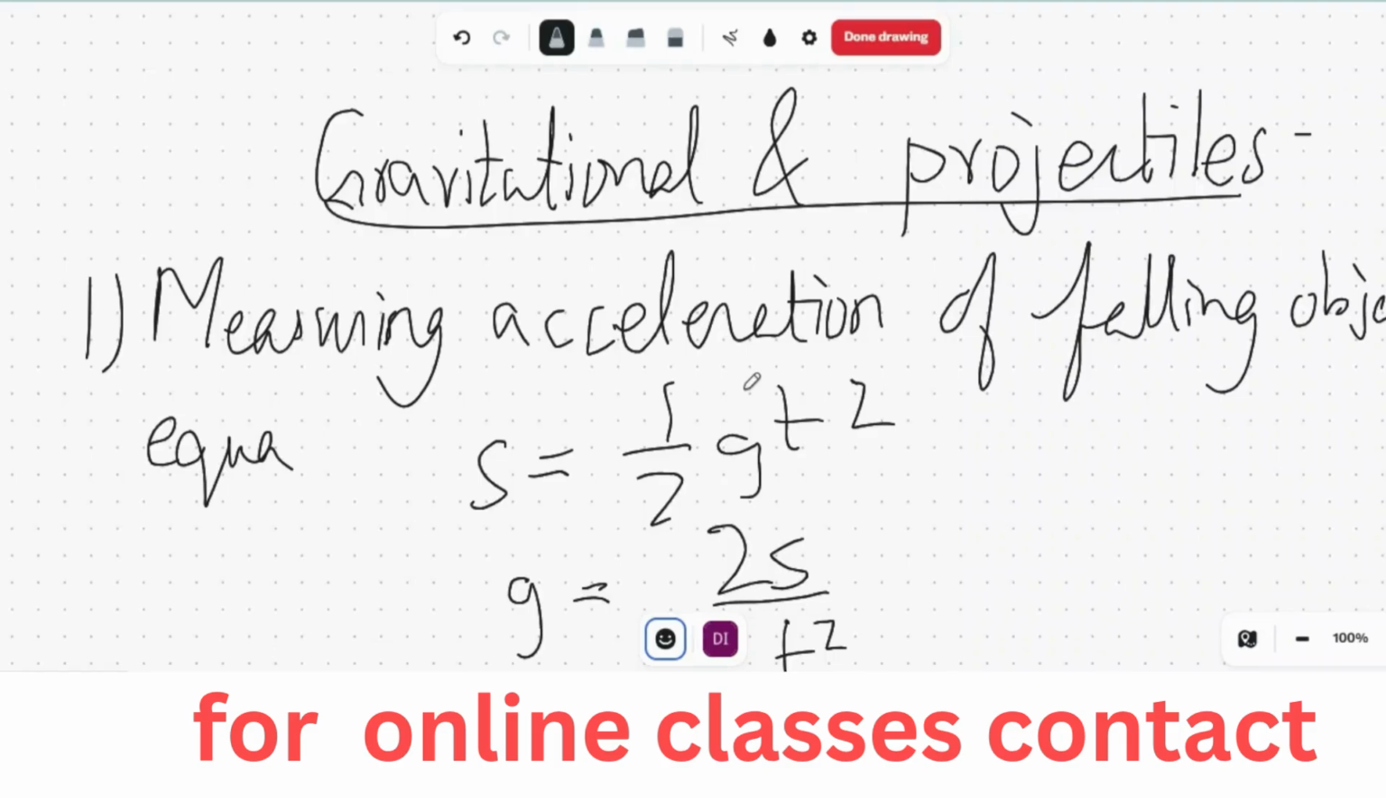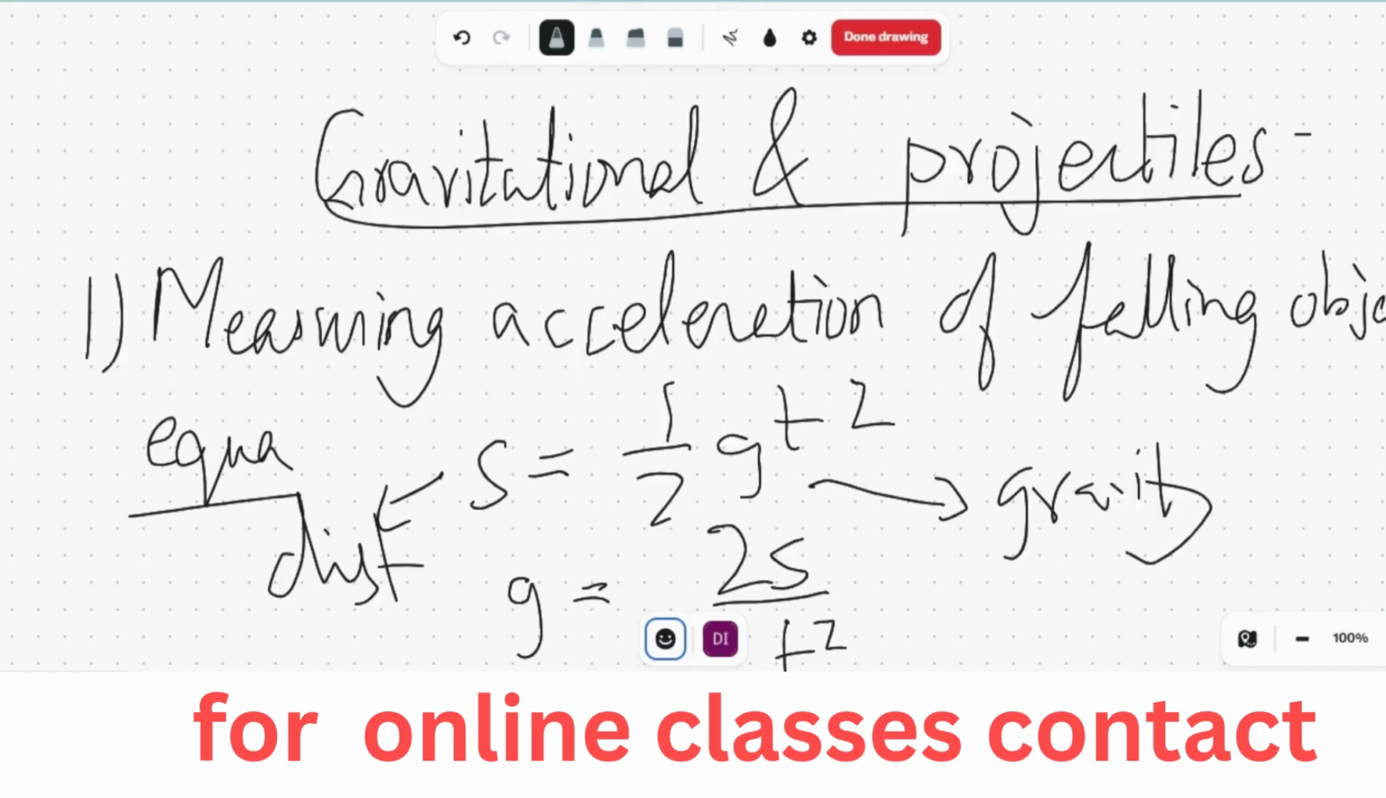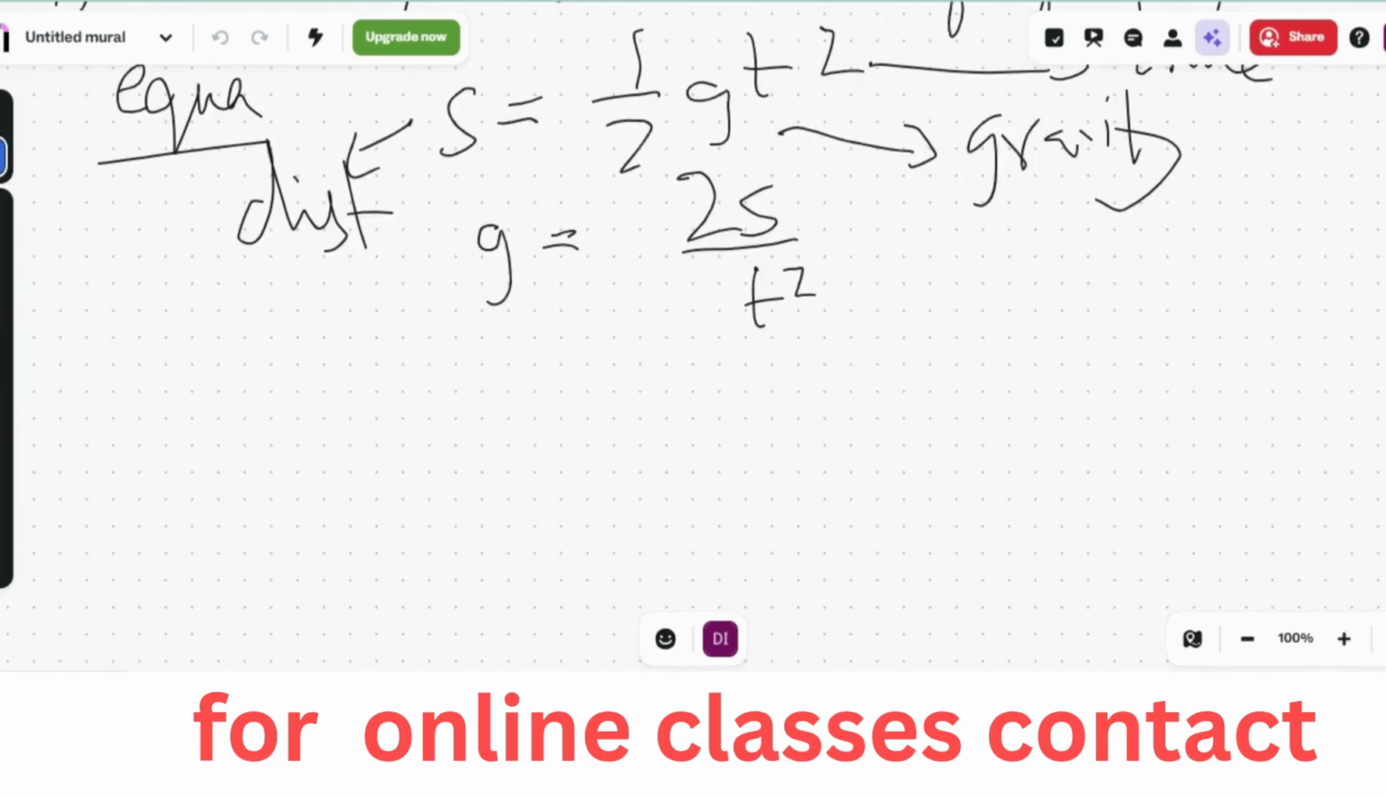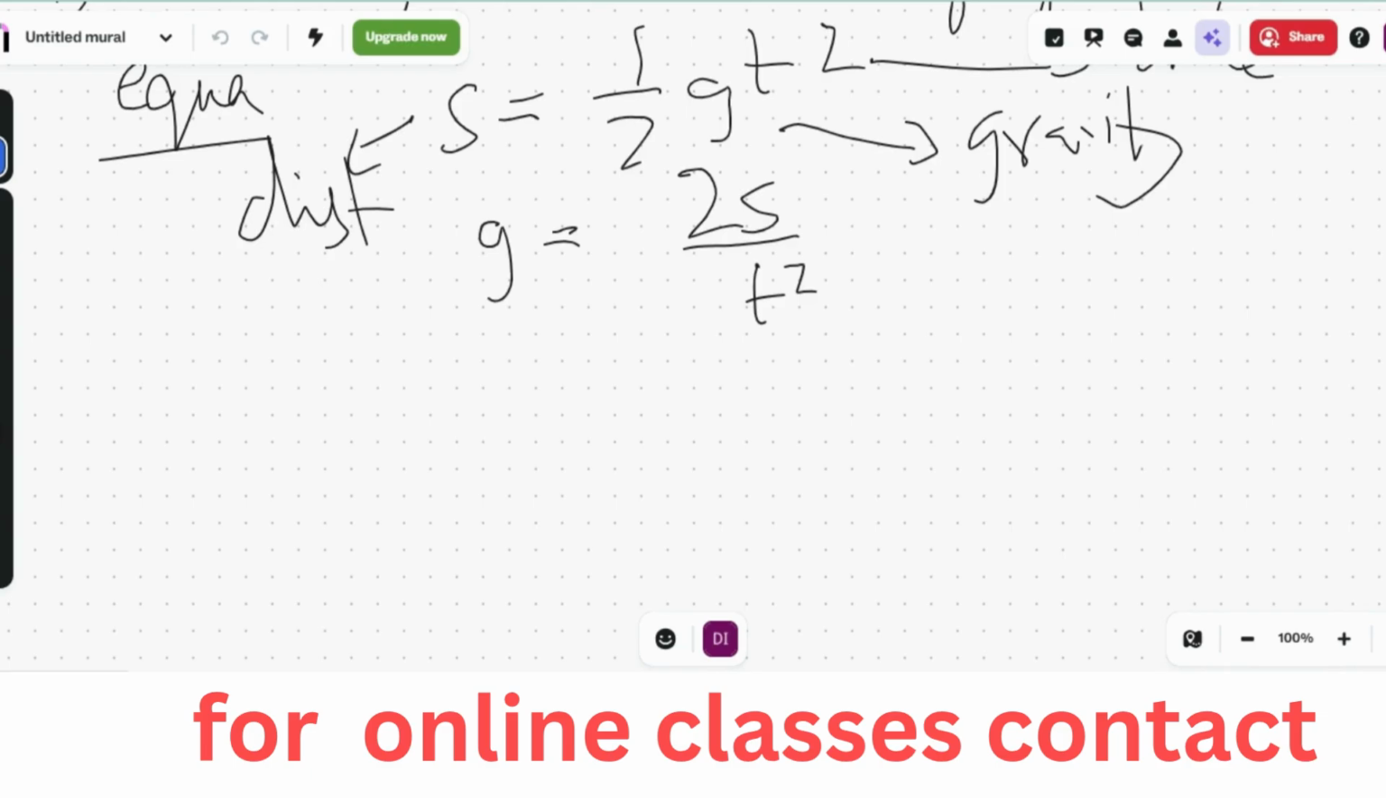Today, we are going to talk about gravitation and projectiles, measuring acceleration of falling objects. The equation is S = 1/2 G T squared, where S is distance, G is gravity, and T is time. If we rearrange this equation, that will give us G is equal to 2S over T squared.